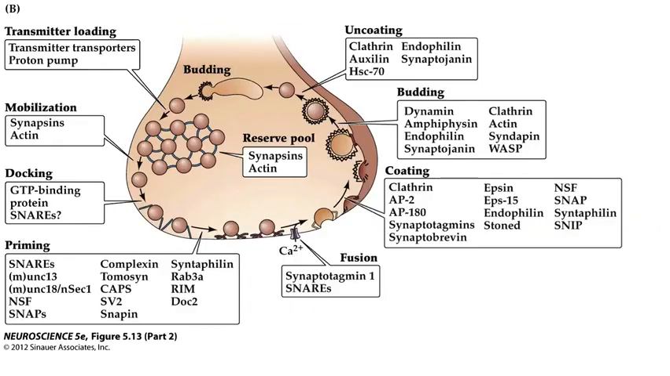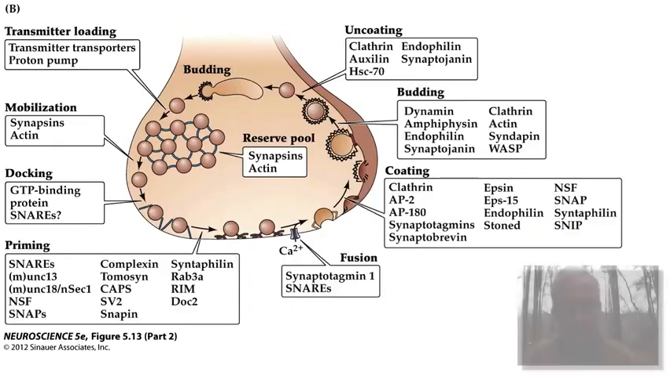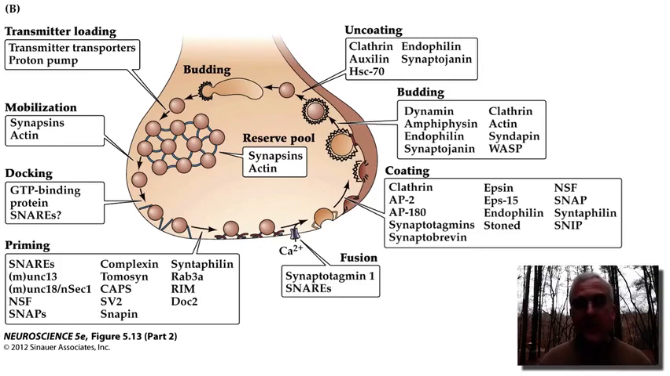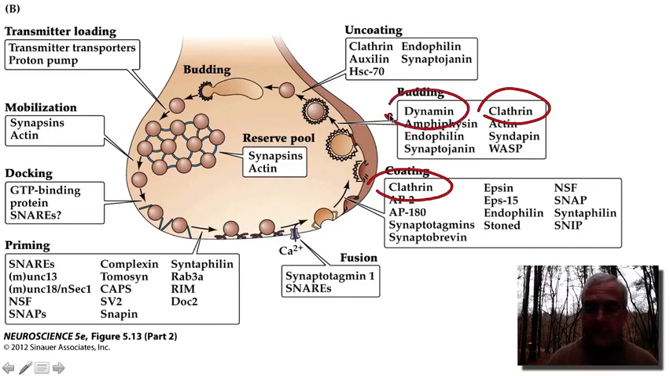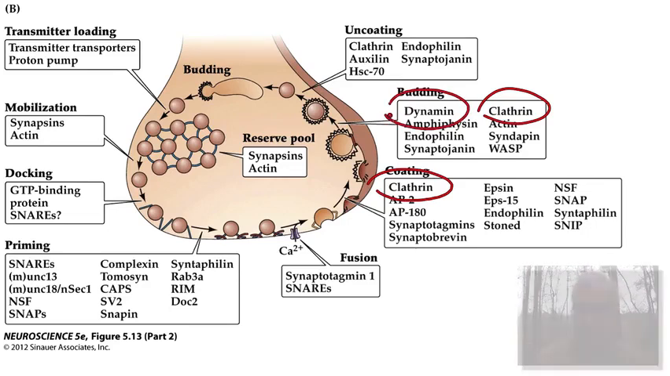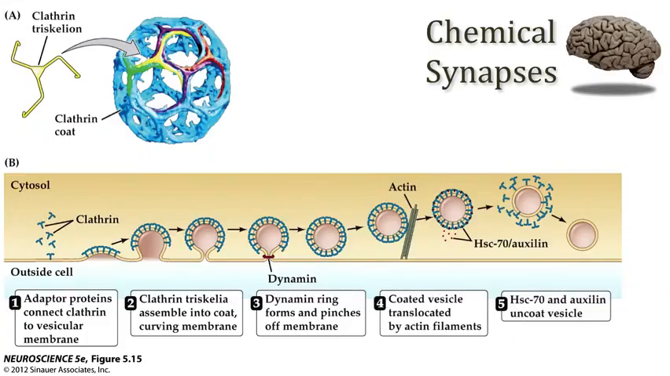And this involves a variety of proteins, some of which are illustrated here in this slide. I would highlight just a couple of them for you. One that's very important is this protein called clathrin. So clathrin coats the vesicle membrane, and with interactions with other proteins, such as this dynamin protein, we have the retrieval of those membranes. And here's a picture of what this looks like.